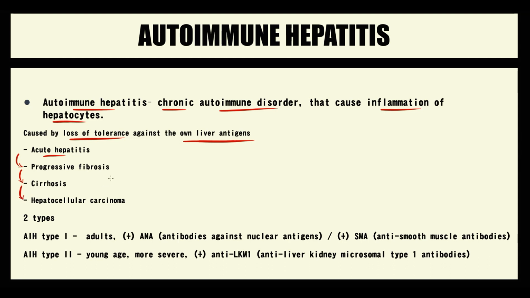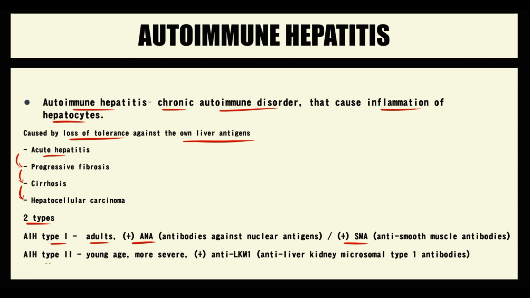Currently, we have two types of autoimmune hepatitis. The first type occurs usually in adults, and the characteristic feature of type 1 autoimmune hepatitis is the presence of antinuclear antibodies and anti-smooth muscle antibodies.